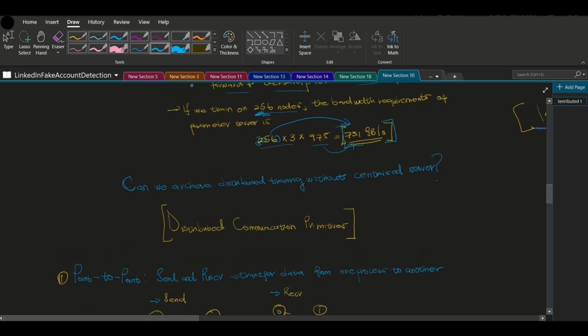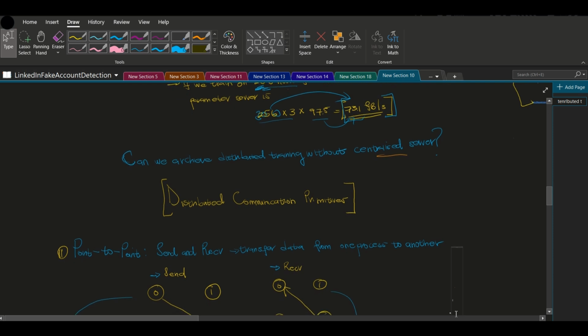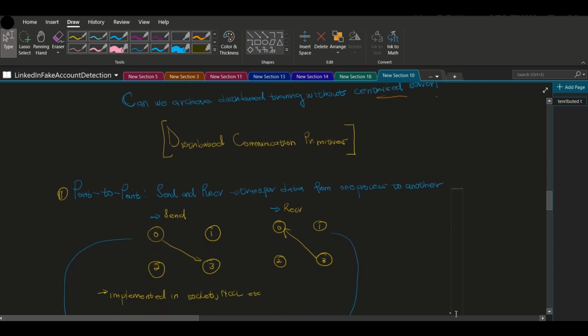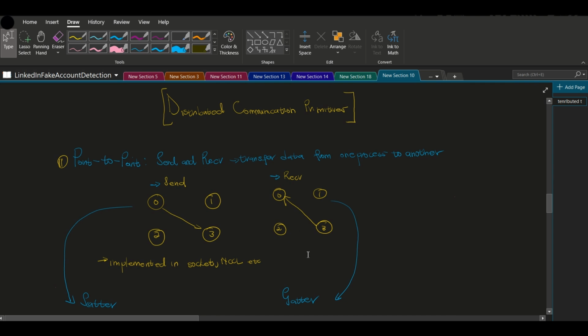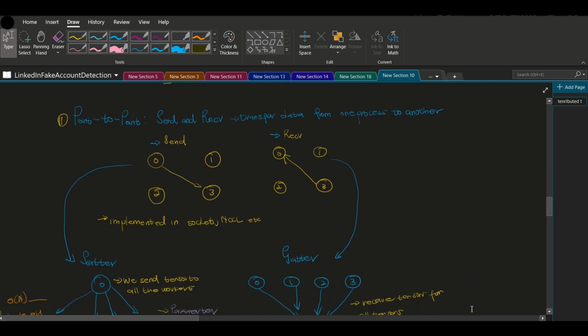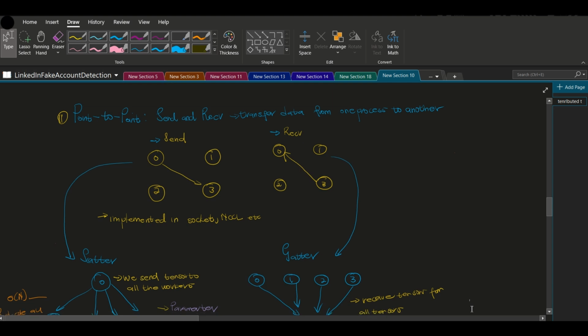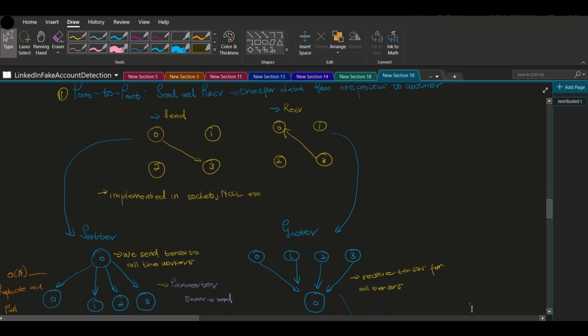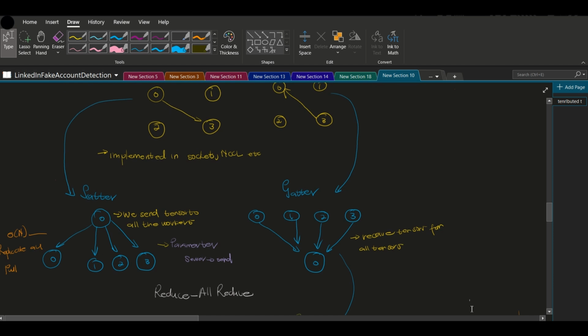So can we still achieve distributed training without a centralized server? Is there some sort of technique that we can use to avoid the parameter server? There have been quite a lot of techniques introduced. The first one is send and receive. We send different tensors to nodes, and we can receive tensors from different nodes. This can be reduced to the popular methods known as scatter and gather.